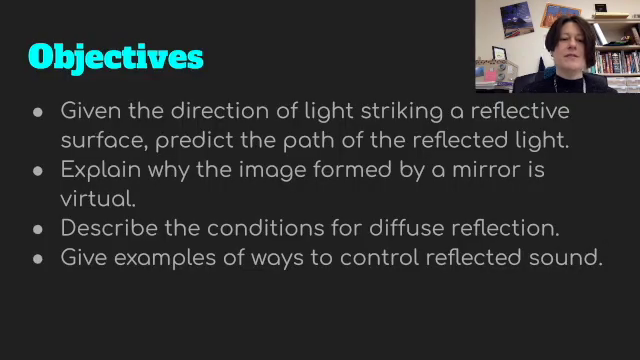So our objectives were: given the direction of light striking a reflective surface, predict the path of the reflected light, and remember that law of reflection, the angle it comes in at is the angle it leaves at. Explain why the image formed by a mirror is virtual, because it's behind the mirror and it's right side up and those rays diverge. Describe the conditions for diffuse reflection. We have an uneven surface. And give examples of ways to control reflected sound.